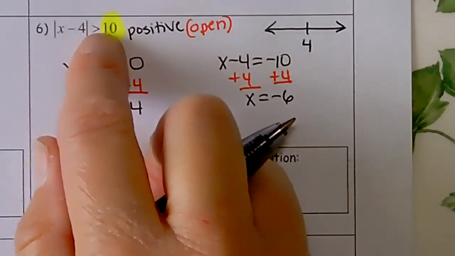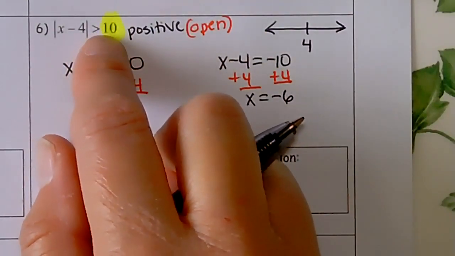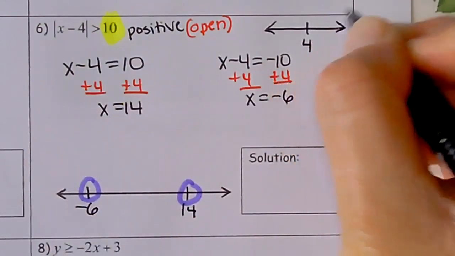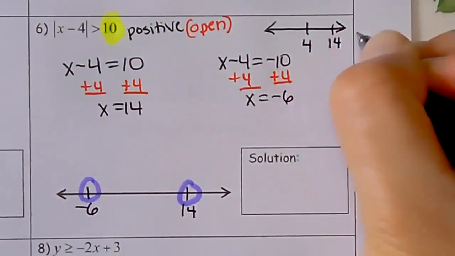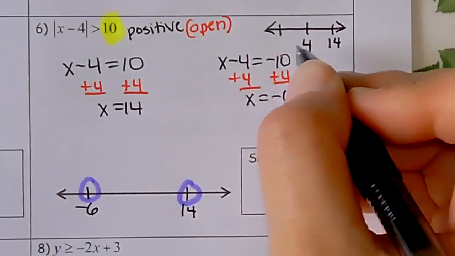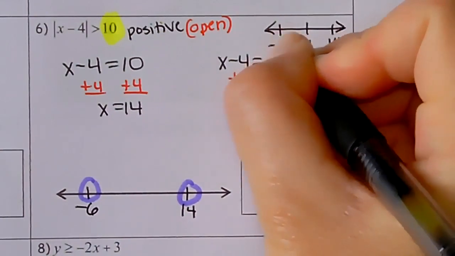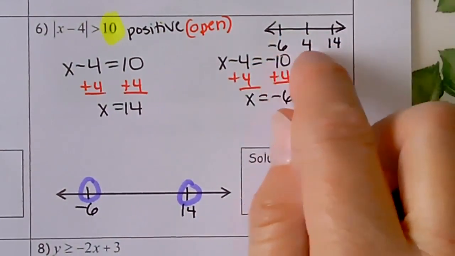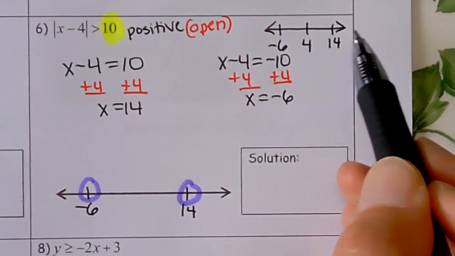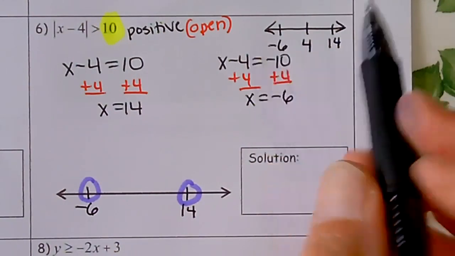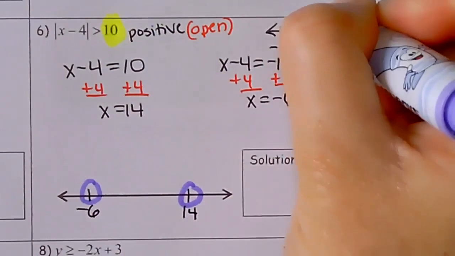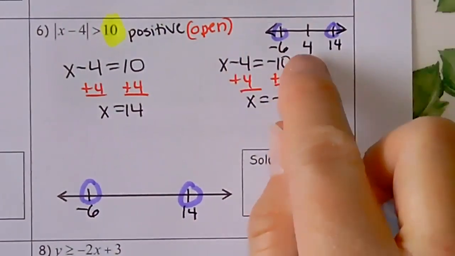And this is saying I want things that are more than 10 away. So more than 10 away. Well, first off, what's 10 away? 10 away on this side would be 14. 10 away on this side, okay, so I'm going backwards, I'm subtracting 10, would be negative 6. So these would be 10 away. In between would be less than 10. Outside would be more than 10. So we want it to be greater than 10. So again, this point and this point would be 10 from the center.